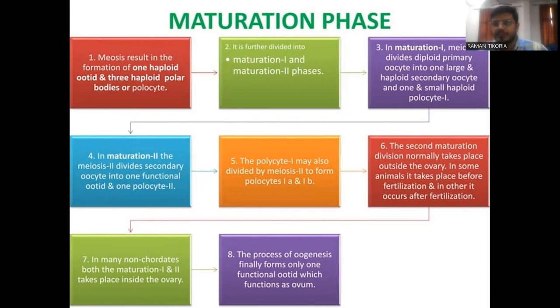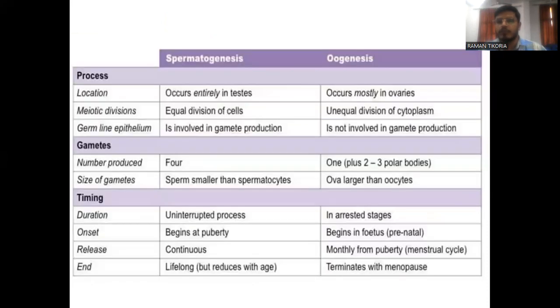The second maturation division normally takes place outside the ovary. In some animals, it takes place before fertilization, and in others, it occurs after fertilization. In many non-chordates, both maturation 1 and 2 take place inside the ovary. The process of oogenesis finally forms only one functional ootid, known as the ovum. These are the differences between spermatogenesis and oogenesis.